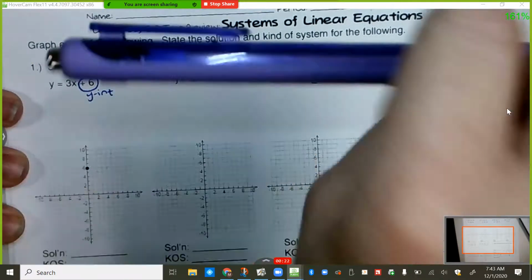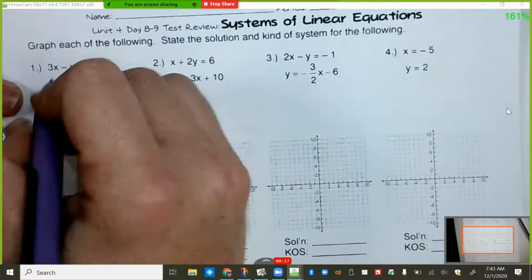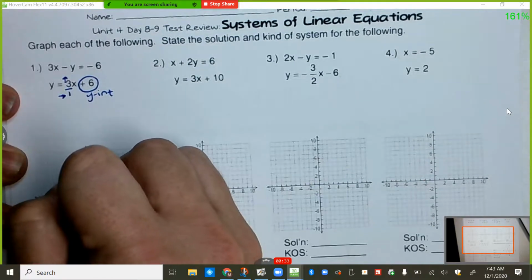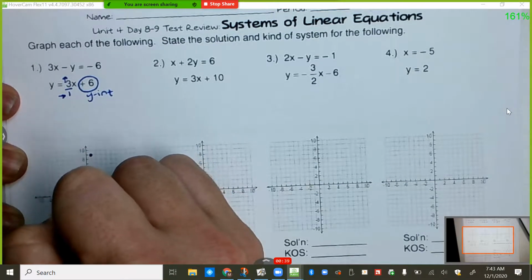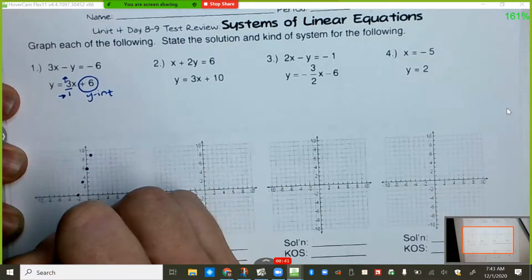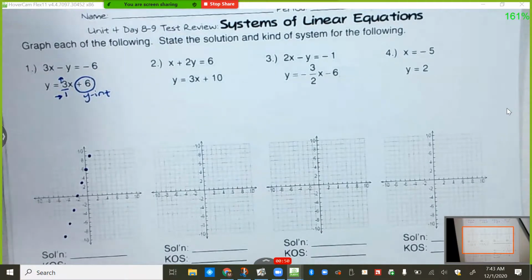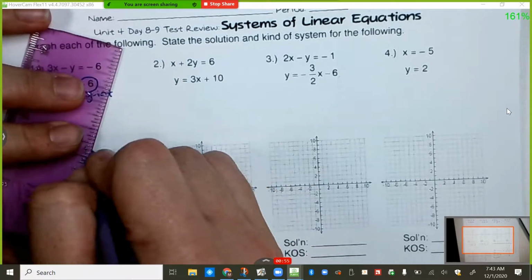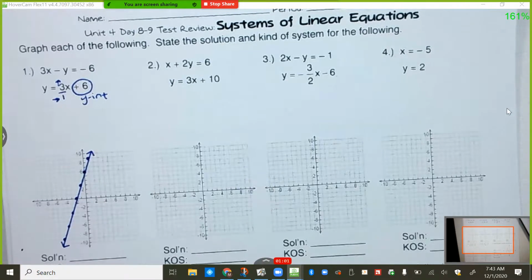We know that the number with the x is our slope, and we always want it as a fraction, so when it's a whole number it's over 1. So it's positive, so we're going to rise 3, run 1. Now we can also go down 3, backwards 1. So there's that line.